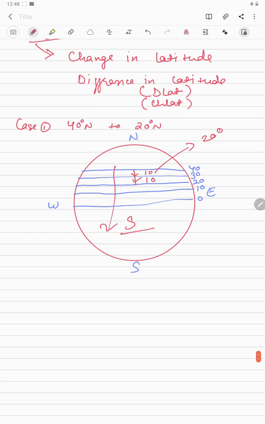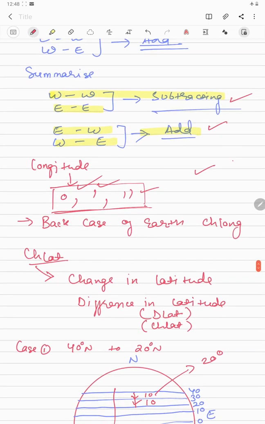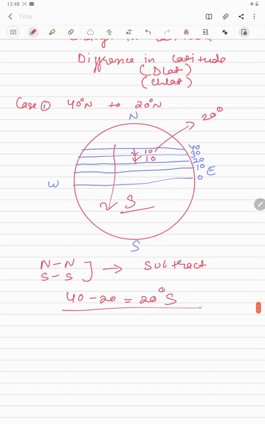So what we have learned here is, if it is north and north, or south and south, you subtract. Okay, you subtract. All right, and how much have you moved, guys? In which direction have you moved? You have moved in the southerly direction. So the answer will be 40 minus 20, which is 20 degrees, and you have moved towards the south direction. All right, so guys, see, in the change of longitude, when it is west and west or east and east, we are subtracting, and same in the case of latitude as well.